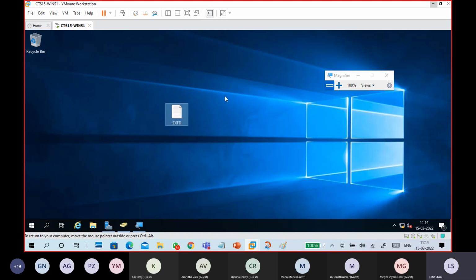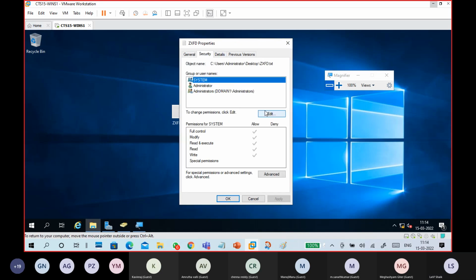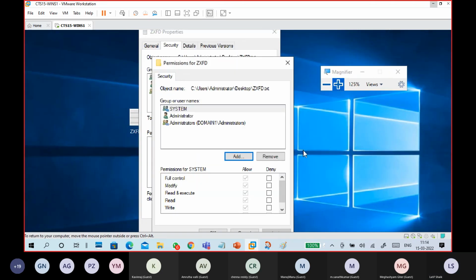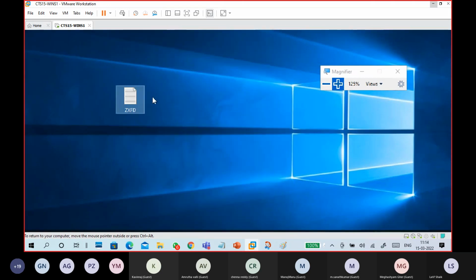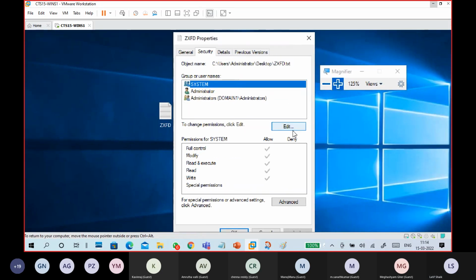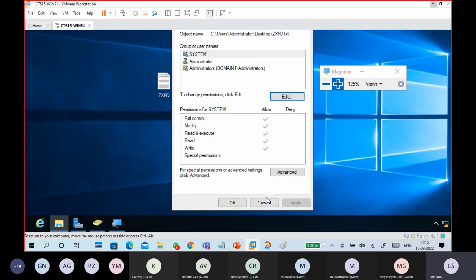For example, I want to give some permissions to these groups. Properties, security, edit, add, giving permission to these groups. So look at here, I'm going to properties, security, edit, add. I'm typing B15 because both have a common name, starting name B15. Check names. I'm getting only SG1. Where is DG1? If you have a doubt, I will show you again.